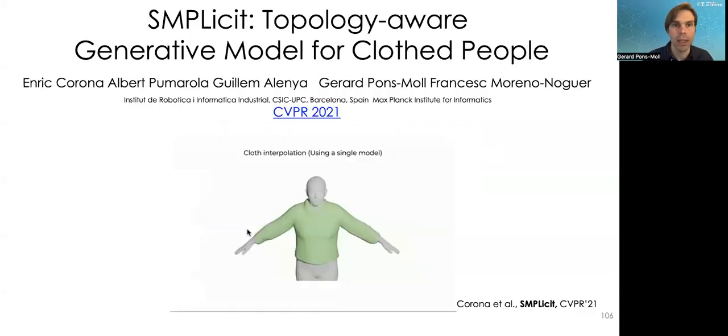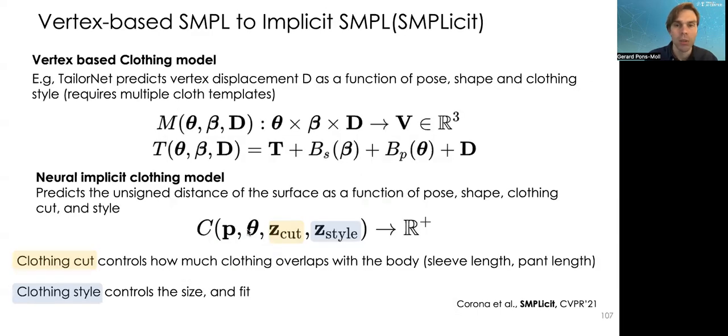And there are also implicit surface models that are able to separate the body from what is clothing. This is, for example, SimpliCit, a topology-aware generative model for clothed people. Here, encoding the clothing surface as a neural implicit surface, one can interpolate across different garments, including different topologies, as you can see in this picture.